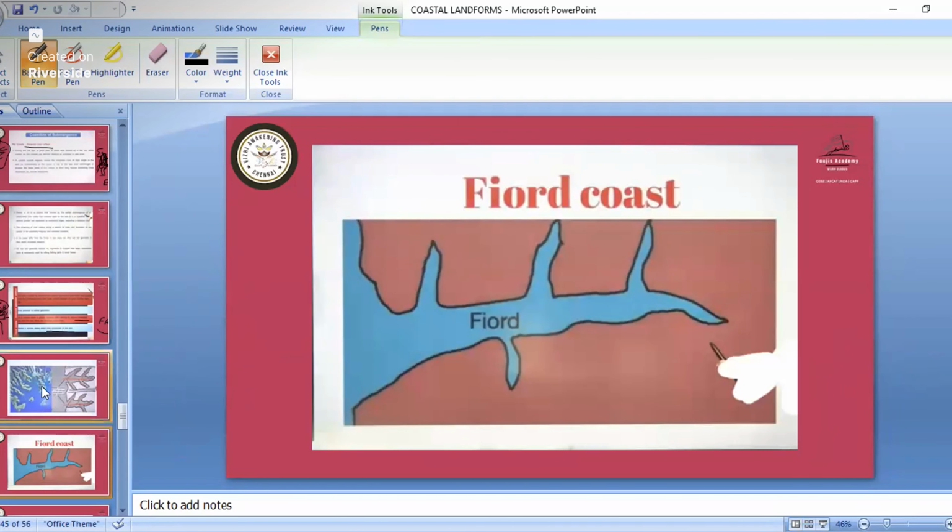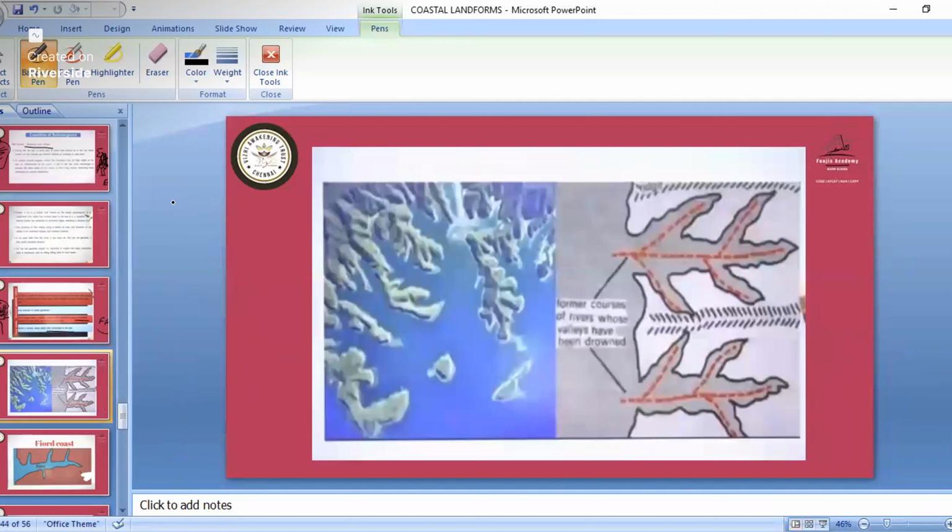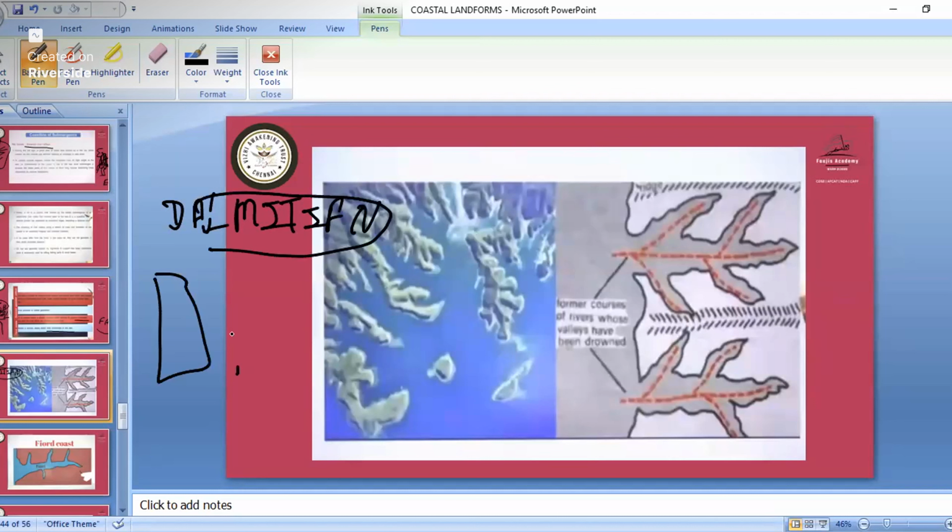Okay. Now this one is the Dalmatian coast. Here, what happens in this type of coast? See, this is a landform. Water is flowing parallel to the landform. Dalmatian coast is also known as the longitudinal coast. So water is flowing parallel to this type of landform. So what happened here? Formation of coast is taking place. That type of coast is known as the Dalmatian coast.